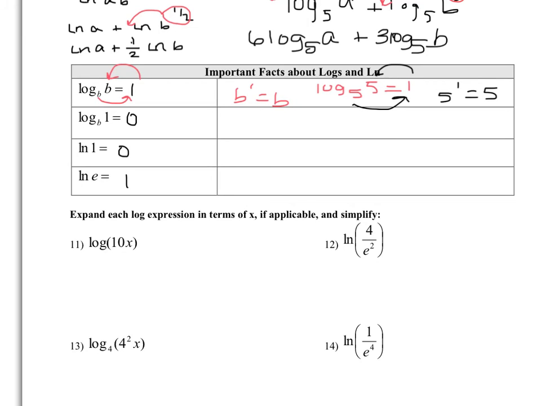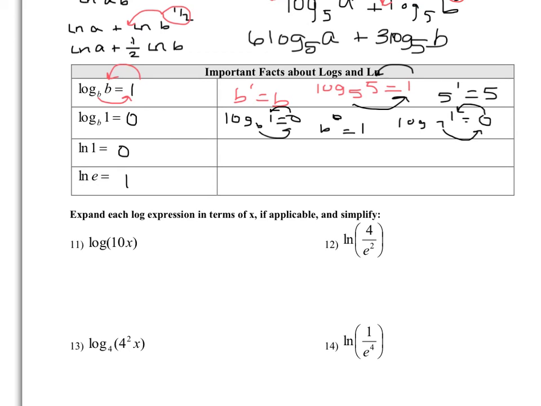Okay, the second example. Log base b of 1 equals 0. So let's see. Log base b of 1 equals 0. Loop-de-loop. We get b to the 0 equals 1. So anything to the 0 power equals 1. We could pick any base we want. Pick 7. Log base 7 of 1. Does that still equal 0? Well, let's see. 7 to the 0 power. Does that equal 1? Yes.